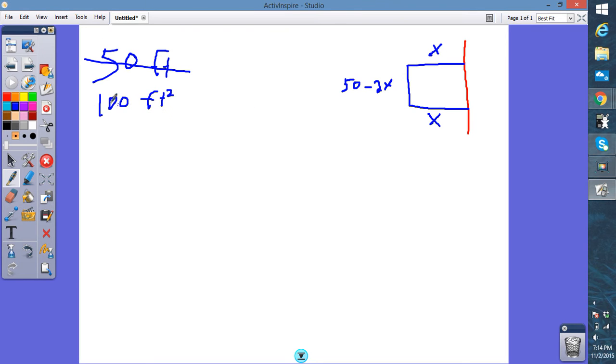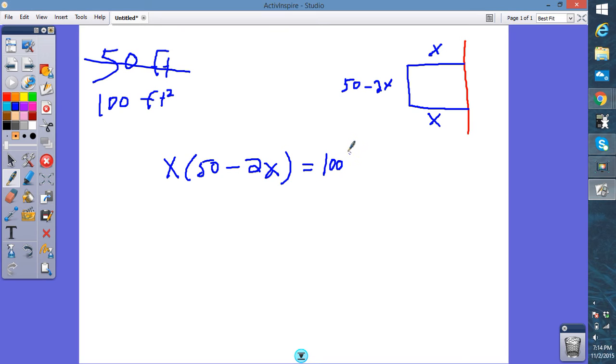All right, now we're going to use this other piece of information. We know that we have 100 square feet of area to work with. All right, area is length times width. So you're going to multiply the length times the width, which is 50 minus 2x. Okay, and all that you're told is equal to 100.